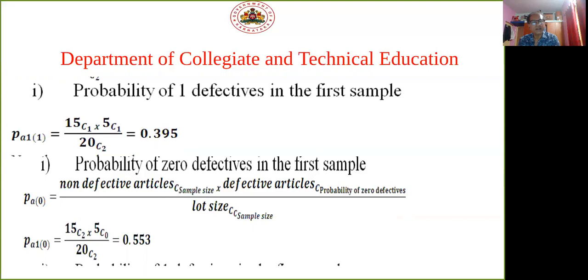The probability of getting one defective: 15C1 into 5C1 divided by 20C2, which is 0.395. This is the probability of getting one defective. The probability of getting 0 defectives in the first sample, P0, is 0.553 when you put it in the formula.